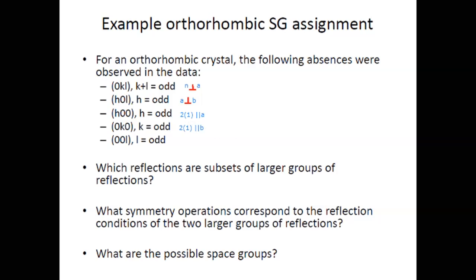And then the 00L where L is odd. So H and K are 0, indicating that the X and Y became negative. We translate it along L. This is a 2-1 parallel to C.